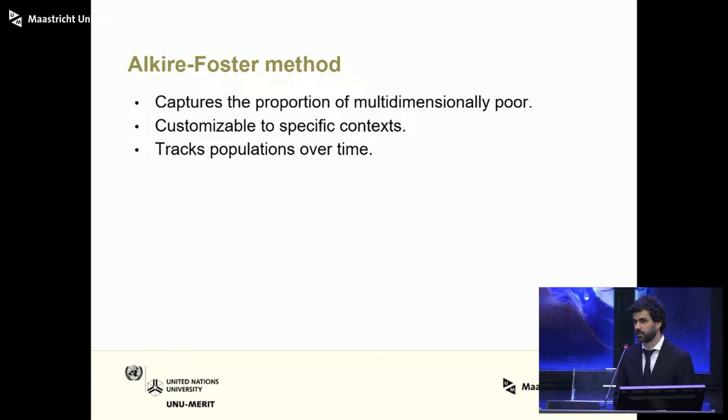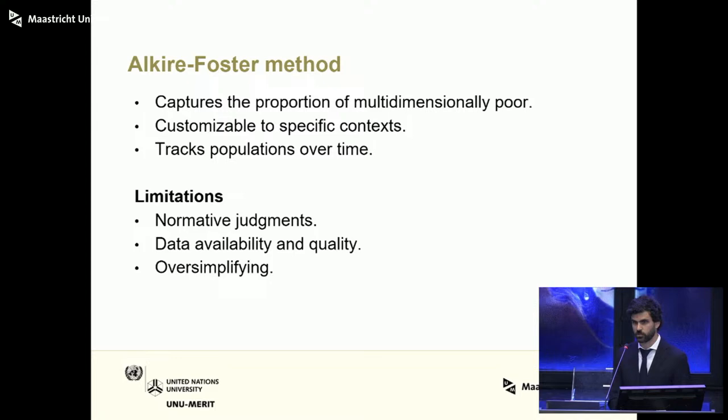However, it has certain limitations as well. When you define which indicators to use, which dimensions to include in your index, you have to make normative judgments. And these can be subjective and therefore questionable. Another limitation or challenge is that you might not have the right data or the right quality of data to build the index. And then merging all these dimensions and indicators together into a single number can be a good reference, but also risks oversimplifying such a complex phenomenon such as poverty.